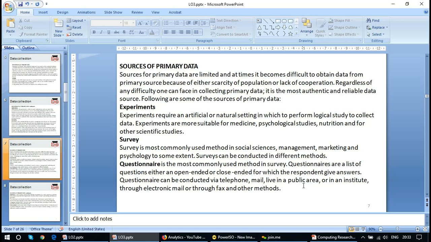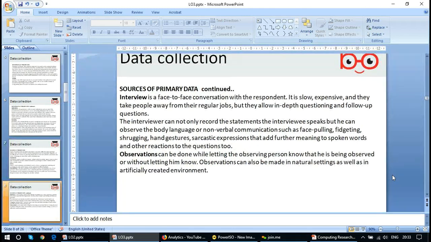Questionnaires can be conducted via telephone, mail, live in public area or in an institute, through electronic mail or through fax and other methods. Interviews is also the source of primary data, is a face-to-face conversation with the respondent. It is slow, expensive, and they take people away from their regular jobs, but they allow in-depth questioning and follow-up questions.